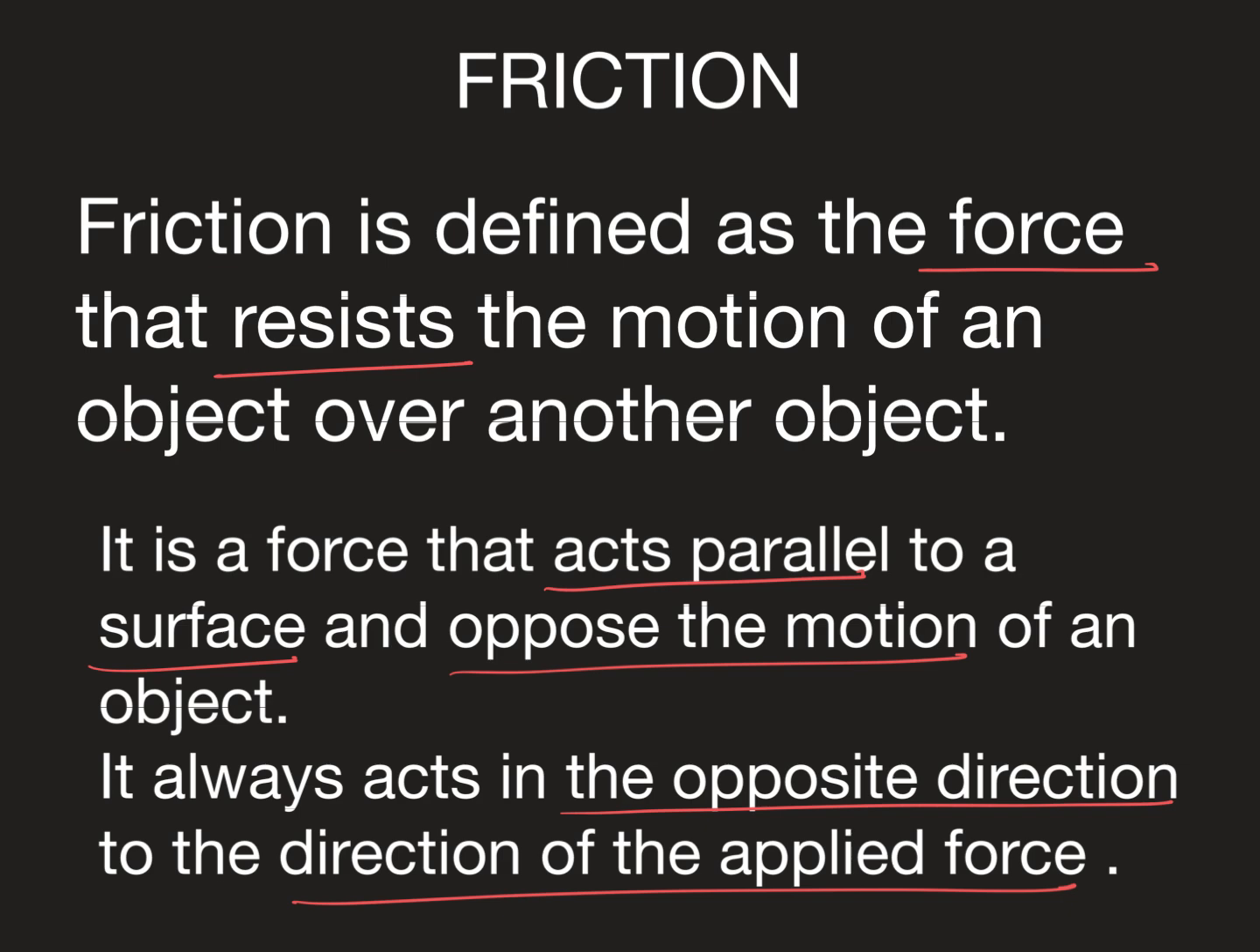Because we said that it opposes the motion of an object, if the object is moving towards the right, it means the frictional force is going to act towards the left. If the object is moving up an inclined plane, the frictional force is going to act down the inclined plane. If the object is moving down an inclined plane, the frictional force is going to act up the inclined plane. This is what we mean by it opposing the motion of an object.